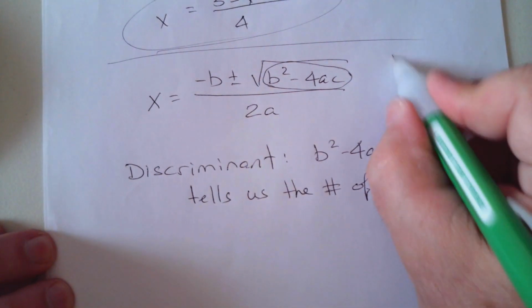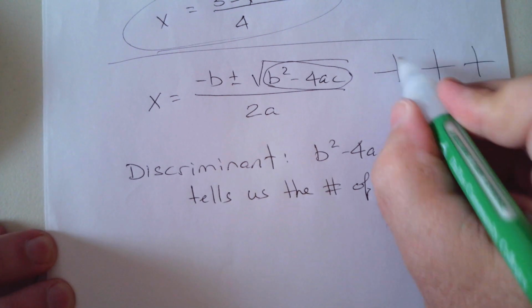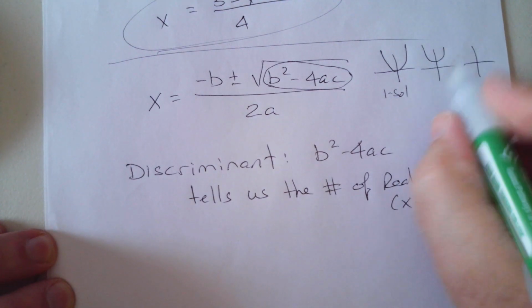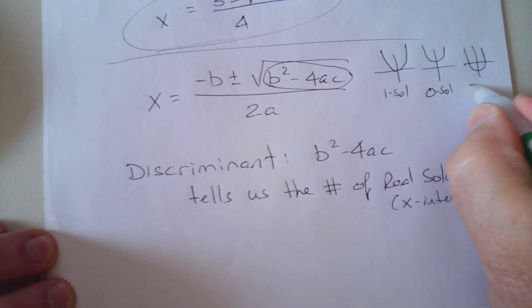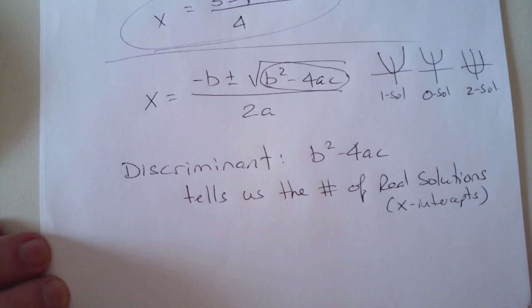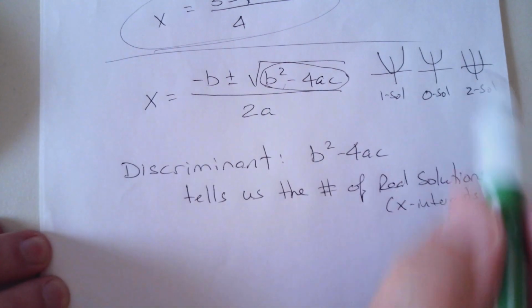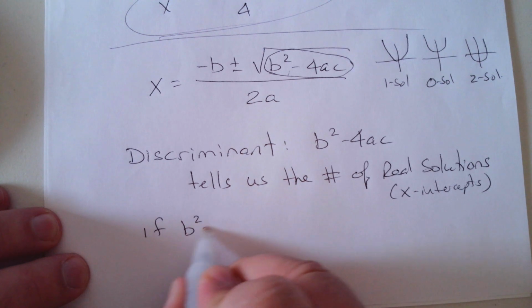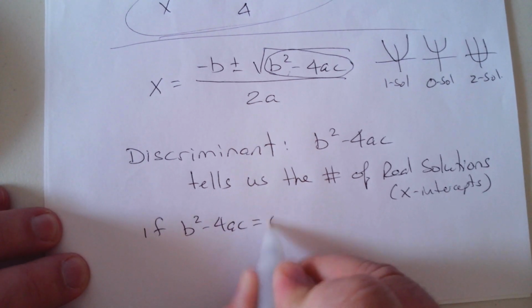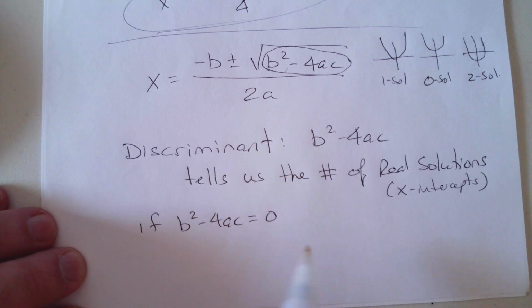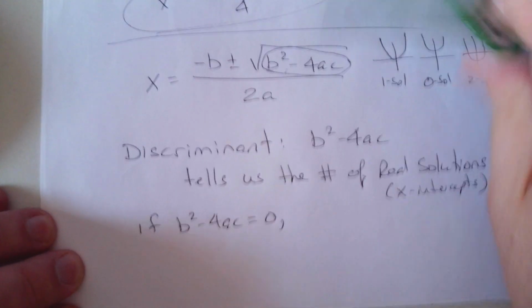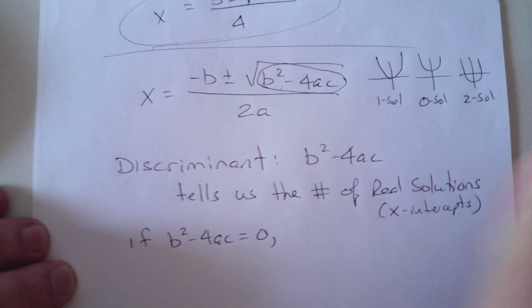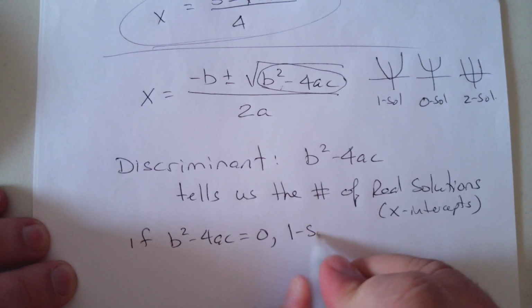Remember I said earlier, with quadratic equations, there were three possibilities. You could either have one solution, no solutions, or two solutions. This tells us what's going to happen. If the discriminant b squared minus 4ac is equal to 0, then all we're left with is negative b over 2a. One solution.